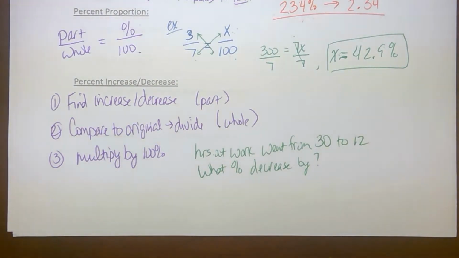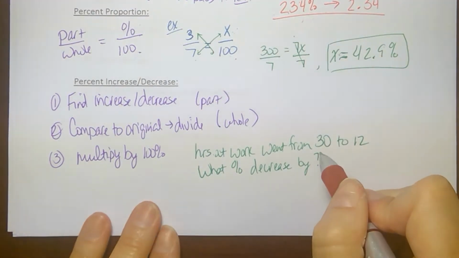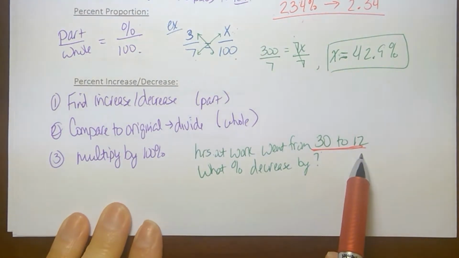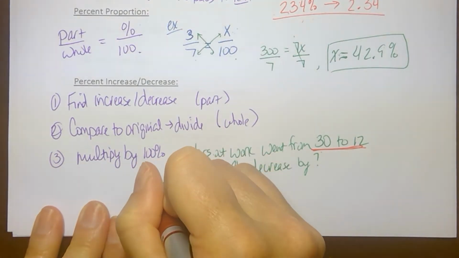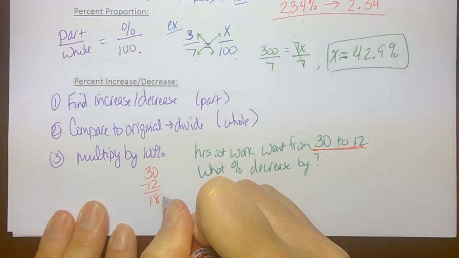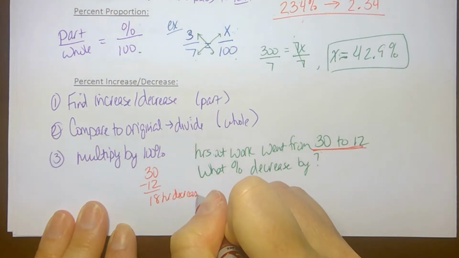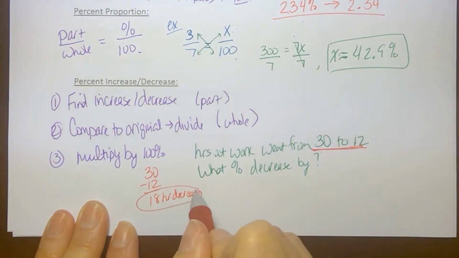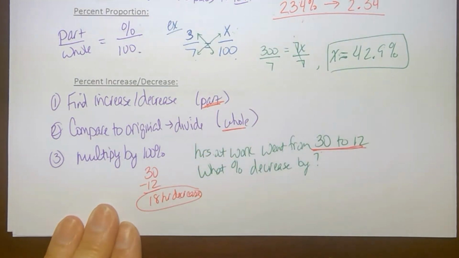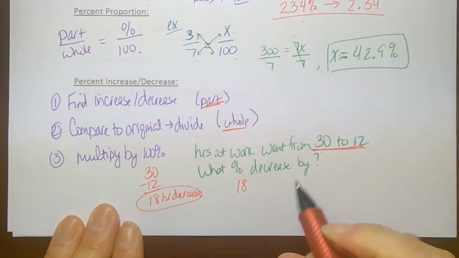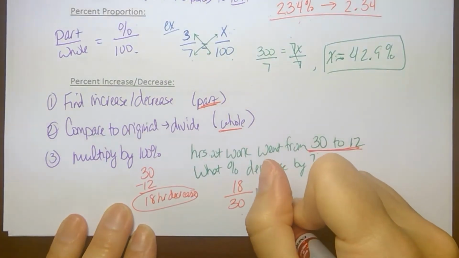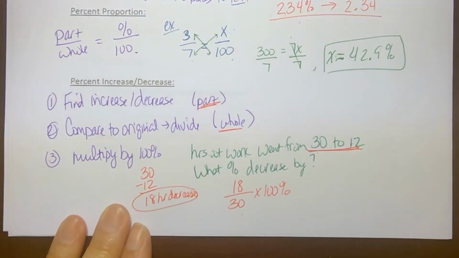Well, first you have to find the difference. You find the actual decrease. So if I was working 30 hours and now I'm working 12, I figure out what that difference is. 30 minus 12 gives me 18 hours decrease. So when I set up my problem, I put that part over the whole, the original, what I started with. So I decreased by 18 hours. I was originally working 30 hours a week. And then I'm going to multiply that by 100%.